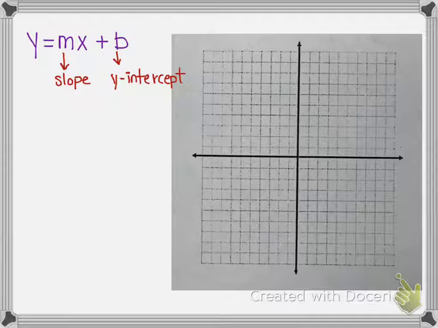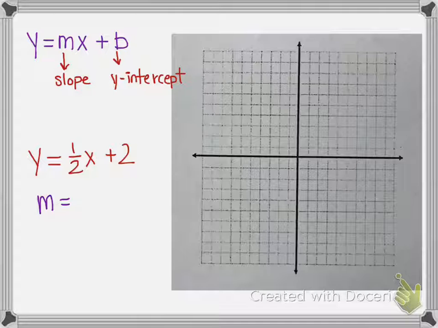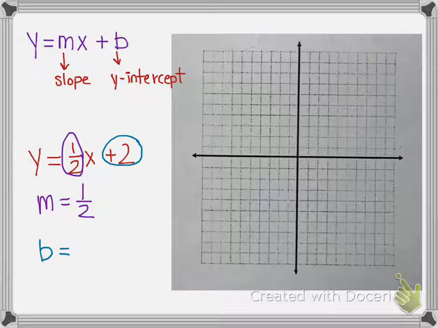So if we were to graph one of these equations, let's say y equals 1/2 x plus 2, we would need to go ahead and pick out our slope, which is m. And in this case, our slope is 1/2 because slope is the number that is always in front of x. And then we would need to pick out our y-intercept, or our b. And in this equation, our y-intercept is positive 2.